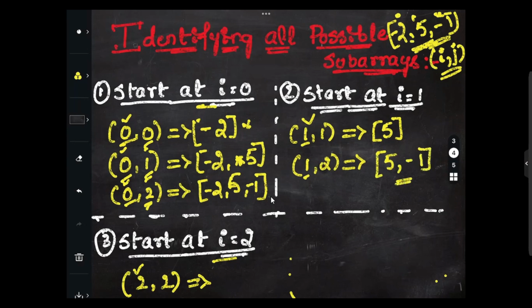Next, when we start with i equals 2, we will ignore -2 and 5 here. We will consider only -1, right? At 2,2, this will be only -1. I hope this is completely clear. So again, I am telling why we are considering 3 elements here: i equals 0, 1, 2 means the length is 3. We have 3 elements within the array, with indexing starting from 0. So the subarrays here are 0,0, 0,1, 0,2, 1,1, 1,2, and 2,2. I hope this is clear.